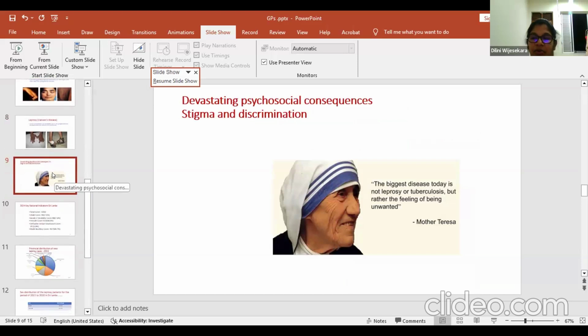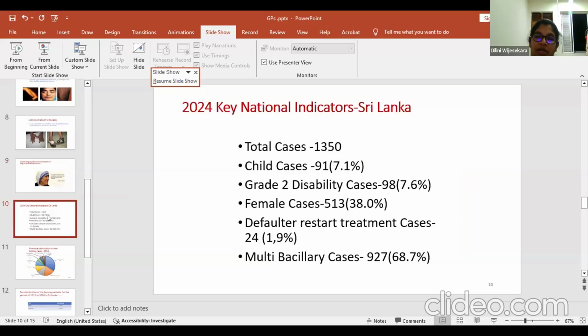Therefore, we do have a stigma, and all those persons who are affected with leprosy tend to be discriminated against by society. So when we are working as doctors, we need to keep these things in mind. If I go into the national level data, as doctors, we should know how many we are identifying from the country, and those kinds of things of importance.